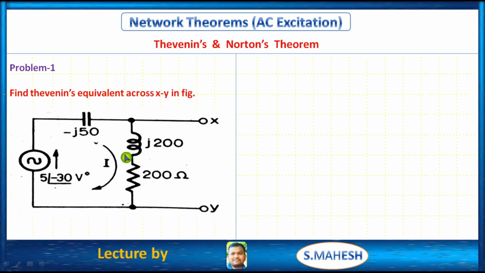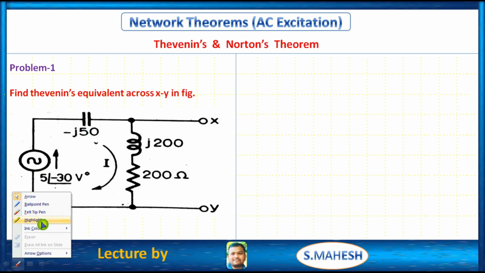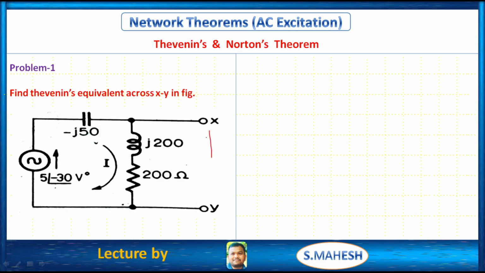This is problem 1. Find the Thevenin's equivalent across XY in the figure. This is an AC voltage source we are having, an impedance, and in this branch we have a capacitive impedance. So from this we have to calculate the Thevenin's impedance, and between these two terminals we have to calculate VOC.